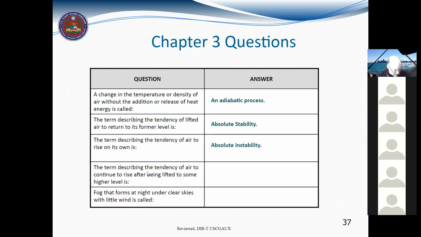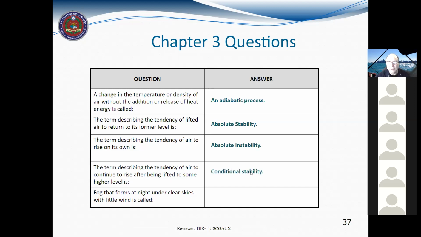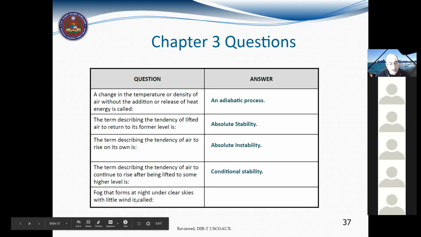Very good. Pat Dugan, the term describing the tendency of air to continue to rise after being lifted to some higher level. So initially it's pushed up by something else, but then it continues to lift on its own is? Conditional stability. I think it should be conditional instability. But this is the one I was talking about earlier. Yeah, it's conditional instability.